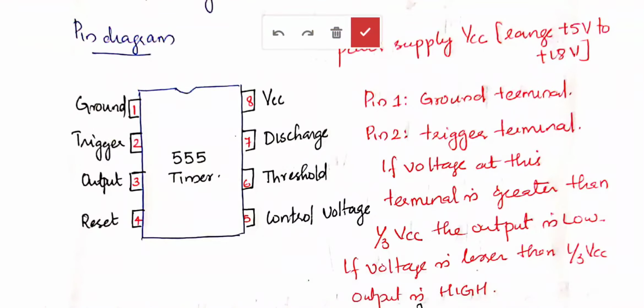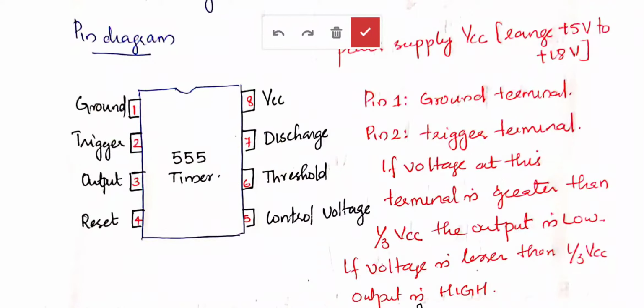So this is a pin diagram of a 555 timer. Here you can see there are 8 pins. Pin number 1 is ground, then trigger, output, reset, control voltage, threshold, discharge and VCC. So these are the 8 pins of a 555 timer IC. We will discuss each of these pins and what the significance of these pins is in the next section.